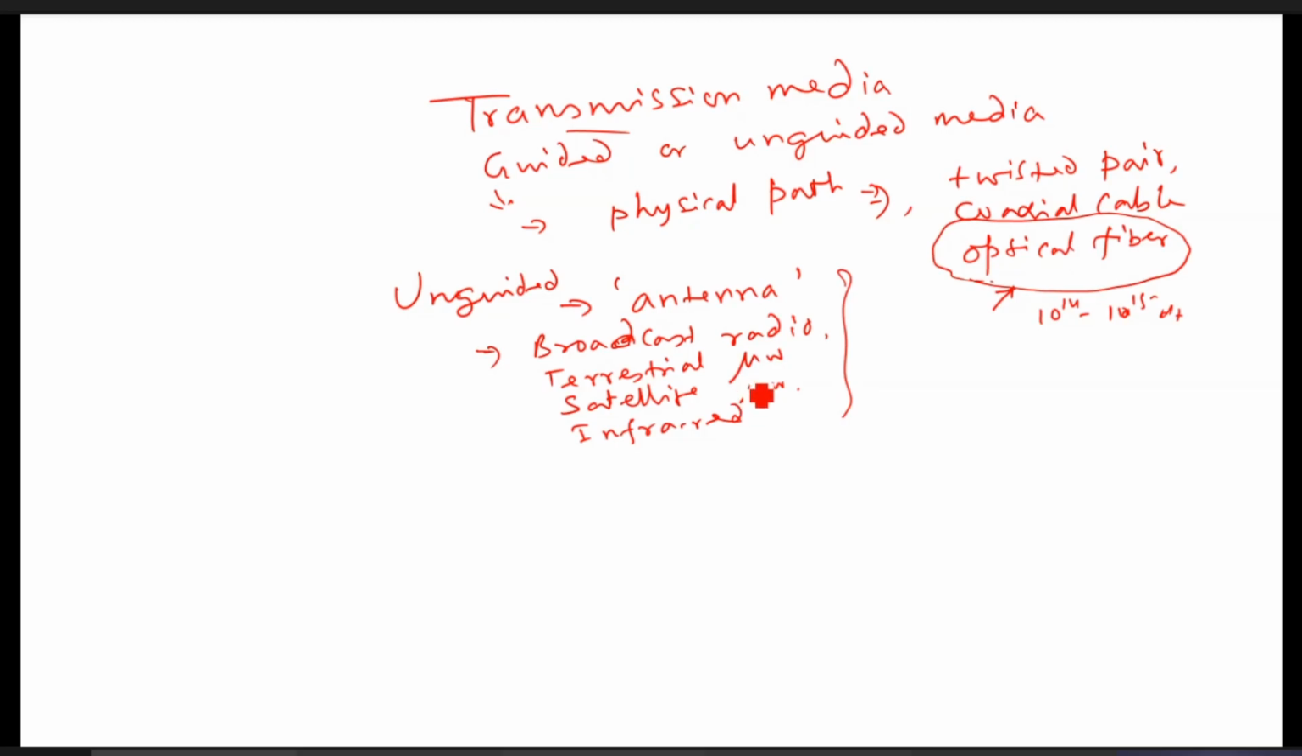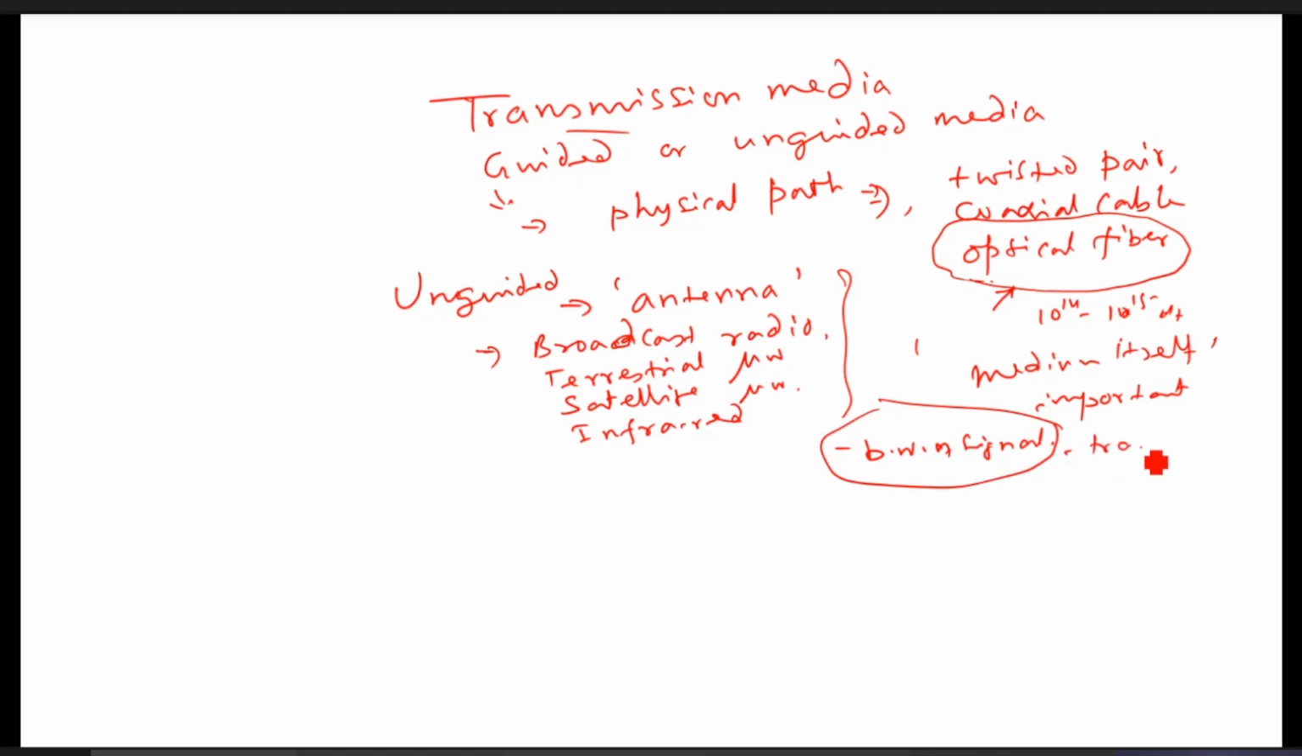But keep in mind, in case of guided mediums, the medium itself is most important to determine the transmission characteristics. Right, the medium is most important. But in case of unguided transmissions, the bandwidth of the signal transmitted by the antenna is most important. Antenna is used to transmit or receive the signals. So the difference you must keep in mind. In case of unguided media, the bandwidth of the signal produced by the antenna is more important than the medium to determine the transmission characteristics.